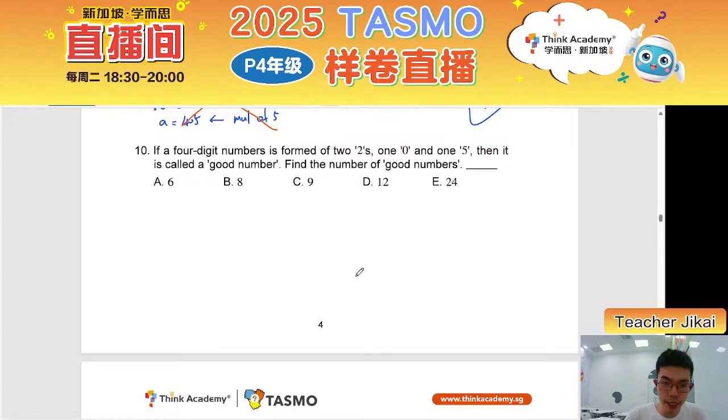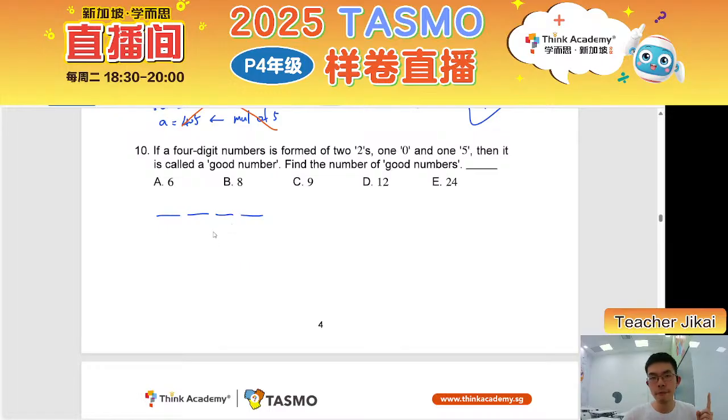So now the last question in the choosing section, the multiple choice problem. We have a 4-digit number formed by two 2's, one 0 and one 5. We call it a good number. How many good numbers are there? Okay, so now we have a 4-digit number like this, and we have two 2's, one 0 and one 5.